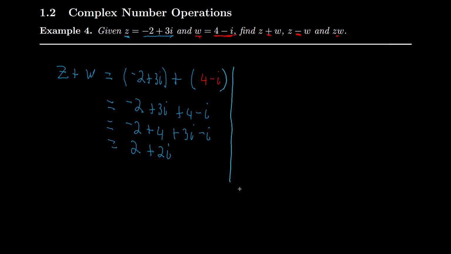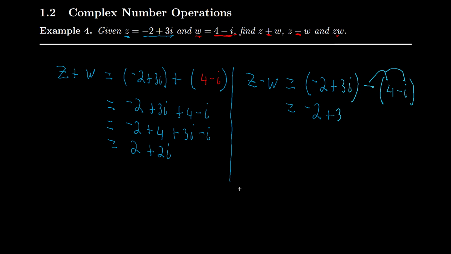All right. Z minus w is exactly the same, with one little additional thing you've got to watch out for. So I'm just going to write z, which was negative 2 plus 3i, minus, because we were asked to subtract them from each other, 4 minus i. And this time all you have to watch out for is to make sure you distribute this sign. That's it. So then this is negative 2 plus 3i minus 4 plus i, because a negative negative is a positive.